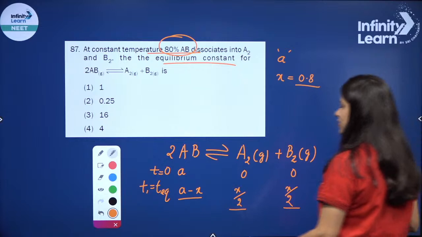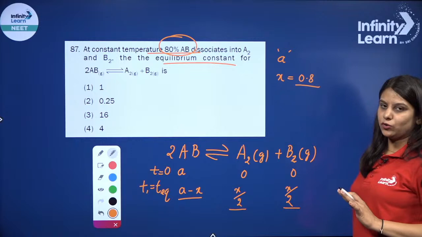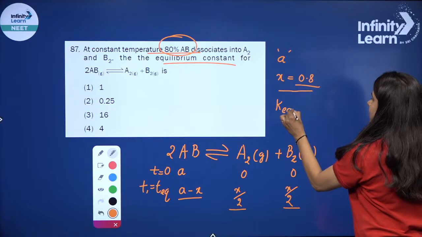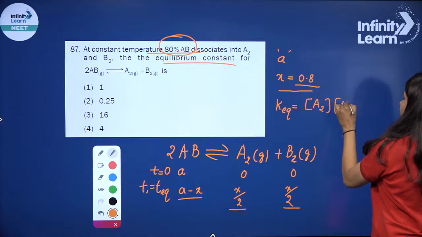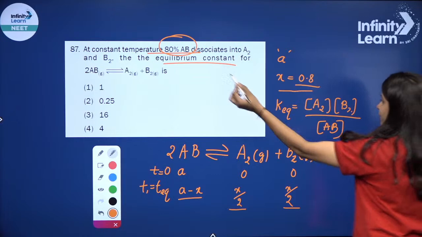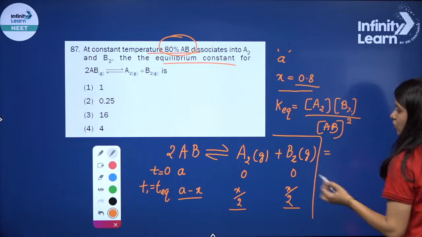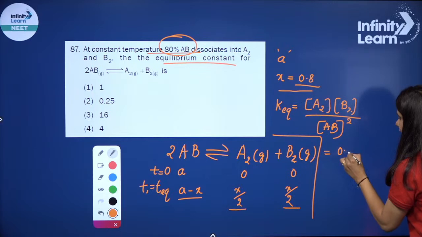Concentration will be the same: A minus X by 1, X by 2 by 1 and X by 2 by 1. So I'll just substitute the values and write the expression. K equilibrium will be the concentration of A2 times the concentration of B2 divided by the concentration of AB, and since there is a coefficient, it has to be squared. Now I'll substitute the values. A2 is X by 2, and X by 2 means 0.8 by 2 into 0.8 by 2, so it will be 0.4.